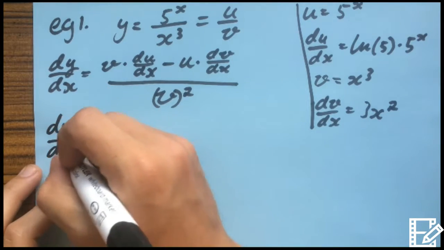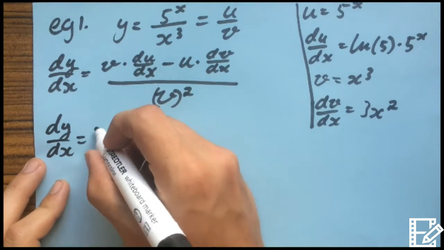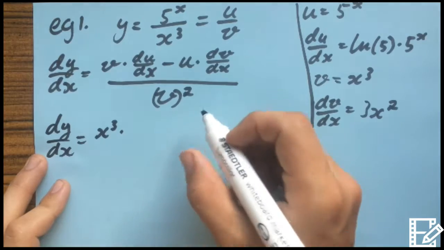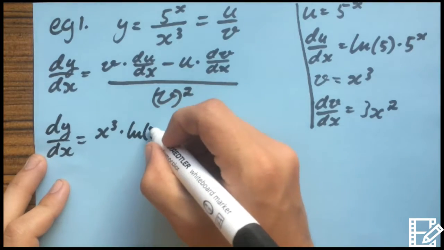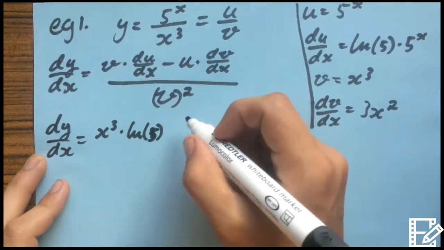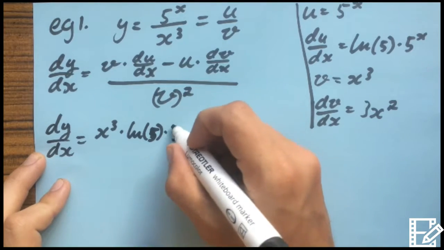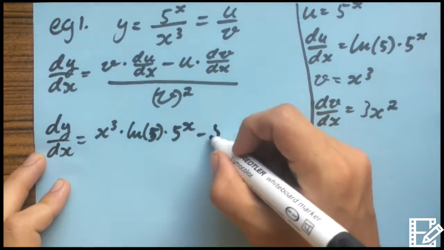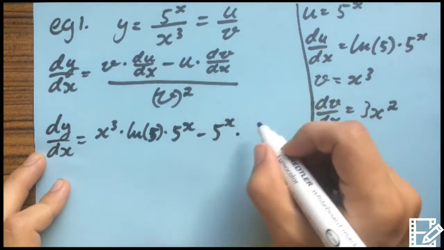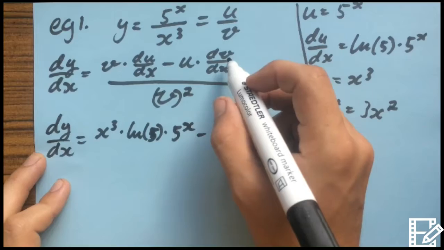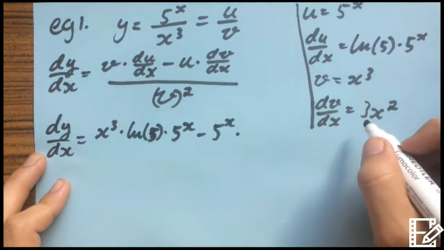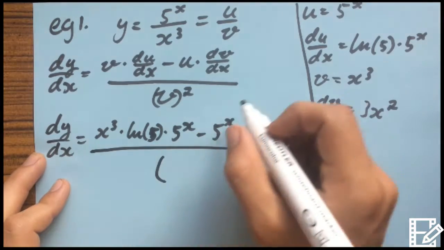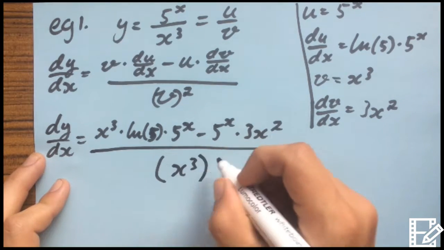Filling this in, we get v, x to the power of 3, multiplied by the derivative of u, ln 5 multiplied by 5 to the power of x, minus u, 5 to the power of x, multiplied by the derivative of v with respect to x, which is 3x squared, all over v squared, v being x to the power of 3 squared.